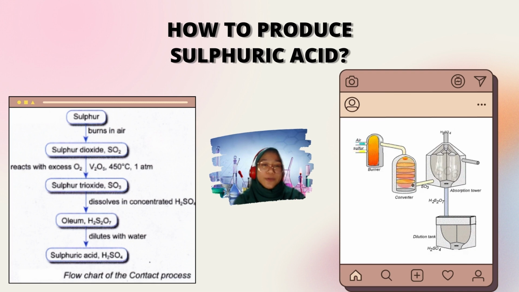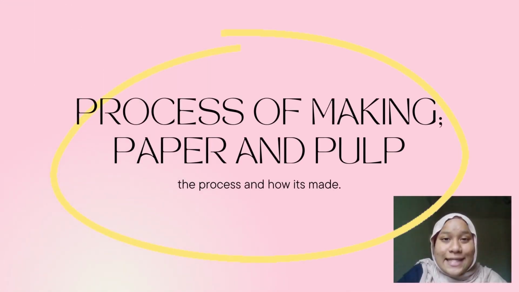Next, we're back to our main topic about the paper and pulp industry. So Iman, can you tell us about the paper and pulp flow and its process? Next is the process of making paper and pulp, and how it's made.